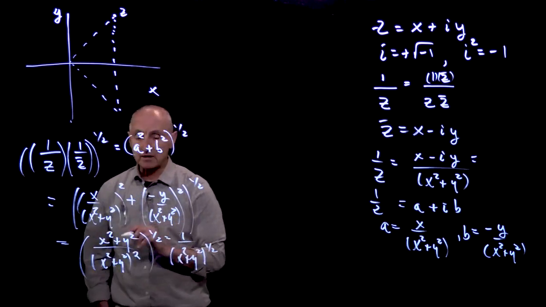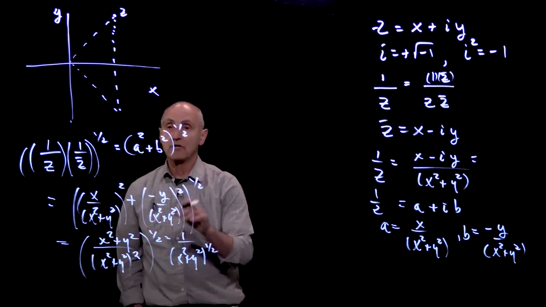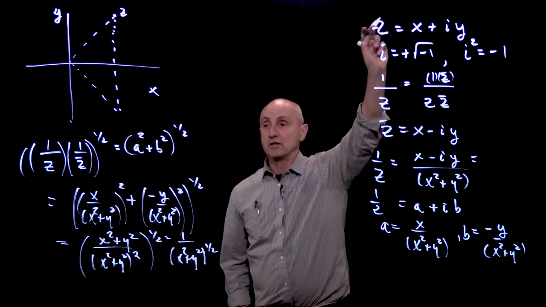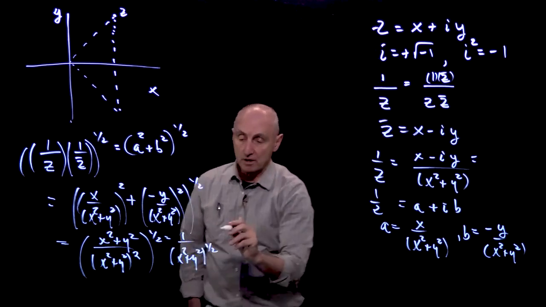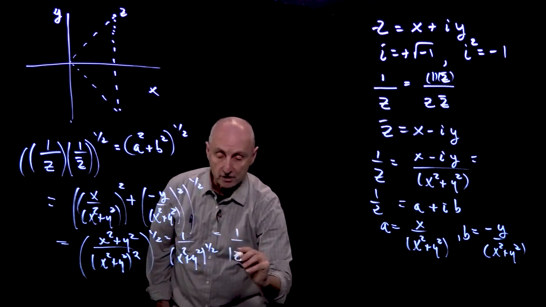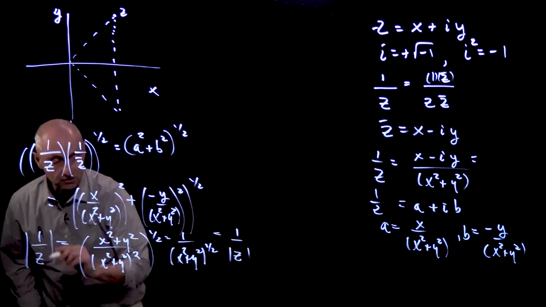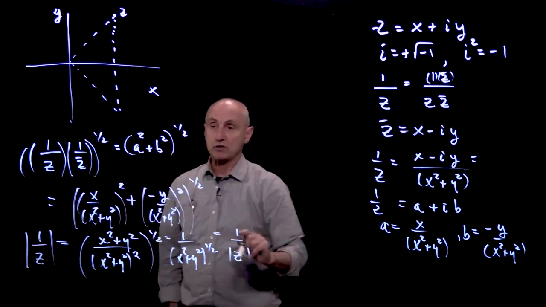And so we see that the modulus of the inverse of the complex number is just equal to 1 over the modulus of the complex number. So we can write that as the modulus of 1 over z equals 1 over the modulus of z.